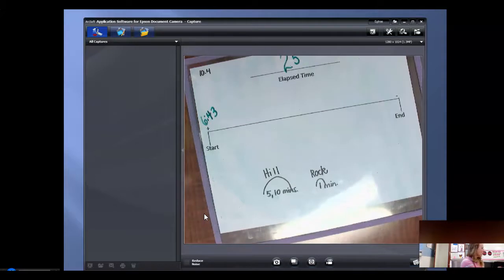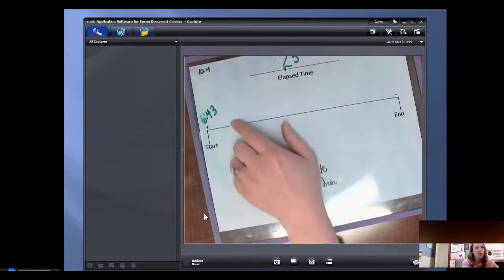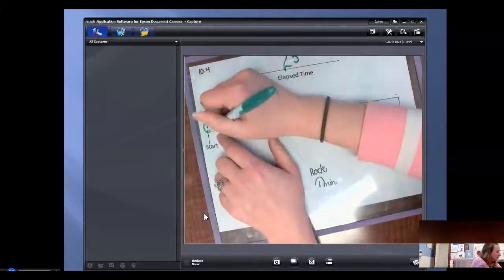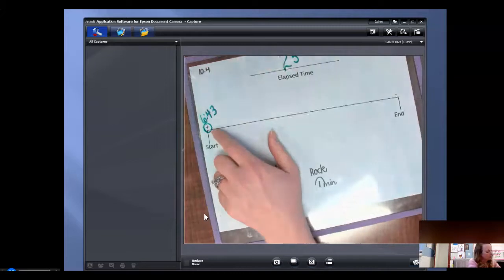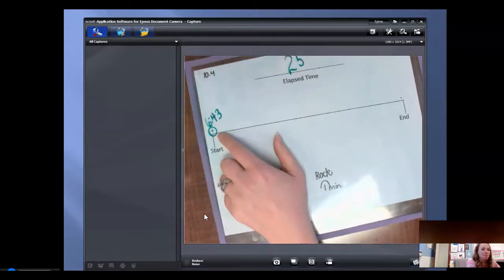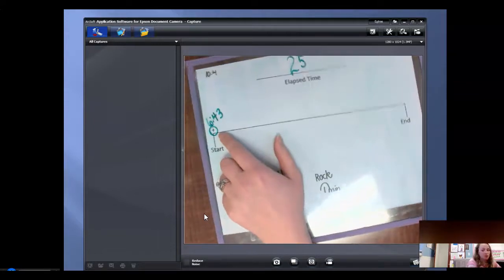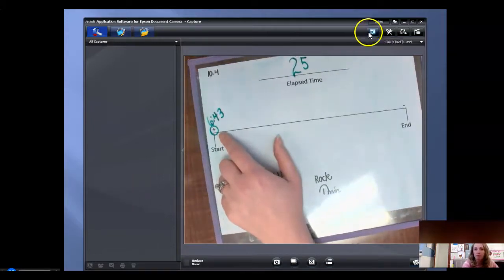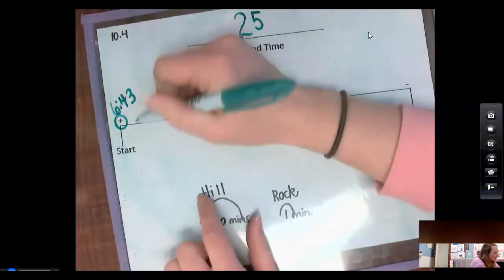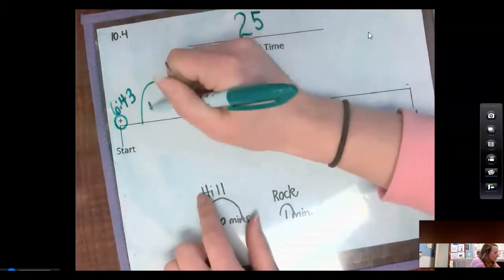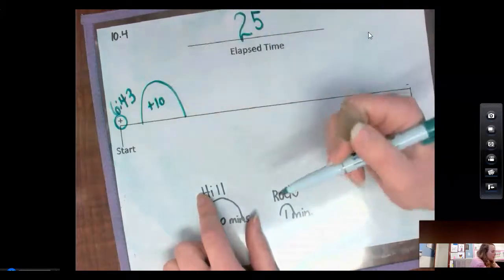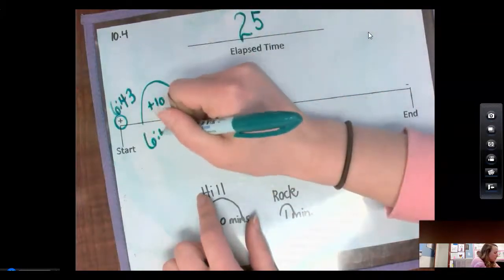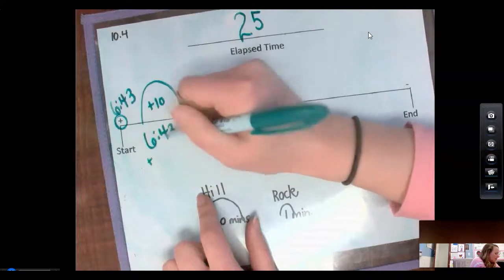6:43. All right, kiddos, let's look and see here. All right, so we are going to be adding. All right, friends, you ready? 6:43. We're going to add, what are we going to add first? I'll make this bigger for y'all. I am going to add a 10. If you said 10, you're exactly right, so I'm going to do a plus 10. All right, so I'm going to pull 6:43, and I'm going to do a plus 10.